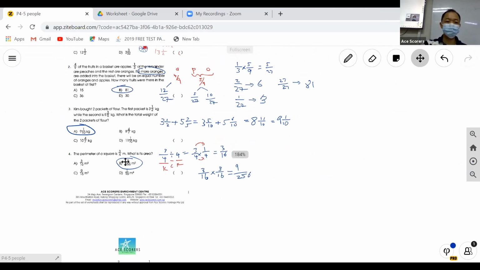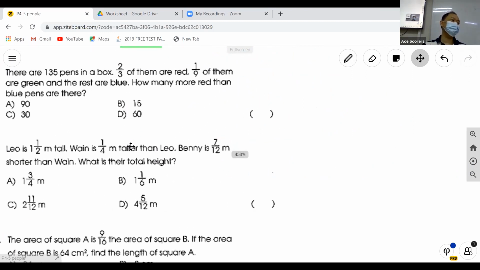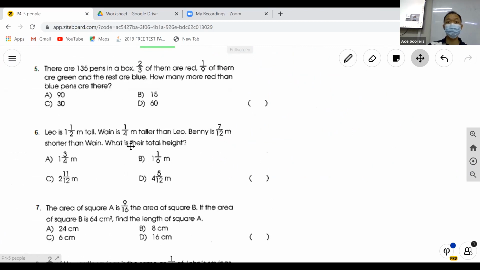We need to be very good in our fraction operations. Anything you don't understand, like you don't know how to divide, don't know how to multiply, please highlight. We will patiently go through them, okay? Why? Because fractions are the important parts of your curriculum, especially if you're doing math, okay?